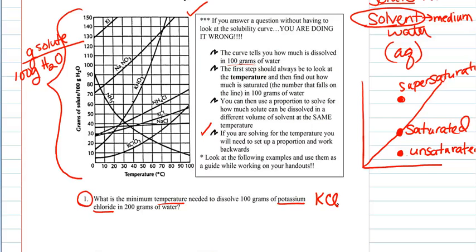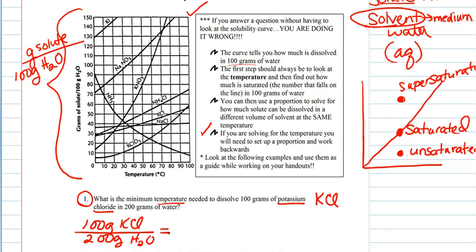So here it says, what is the temperature needed to dissolve 100 grams of potassium chloride in 200 grams of water? That is our given. Because we're not given temperature, we can't look at the curve first here. We're going to use this given. So 100 grams of potassium chloride in 200 grams of water. This is what we're starting with. It's not saying it's saturated at this point. It's saying this is what we have. We don't know if it's saturated, supersaturated, or unsaturated at this point.